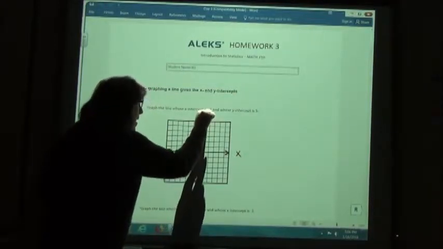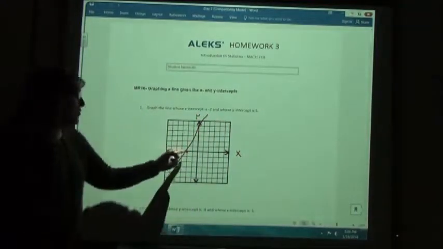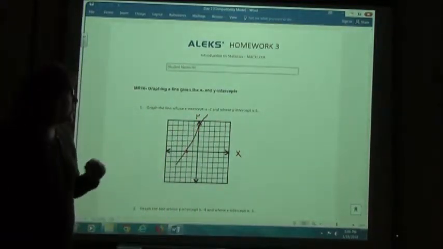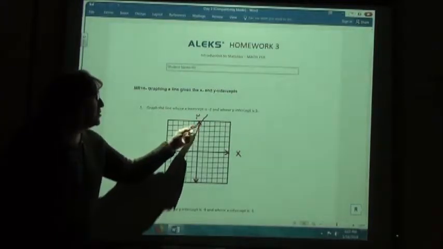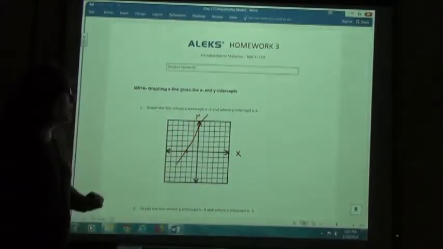Then I can connect my dots and draw my line. Now on Alex you have the line tool. You don't have to put your 2 dots on there first. You can just use the line tool, click on your x-intercept and your y-intercept, and your line will go through the graph.